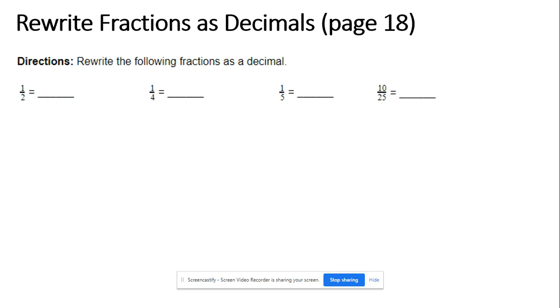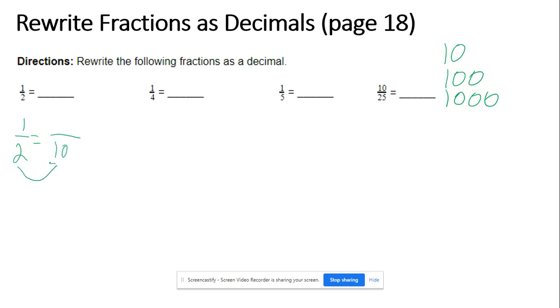The denominator is 2. But remember, when we write decimals, they're always going to be tenths, hundredths, or thousandths as our place value. So there is no 2 as a place value for decimals. So we need to rewrite this either using tenths, hundredths, or thousandths. Here, tenths is the smallest that works.